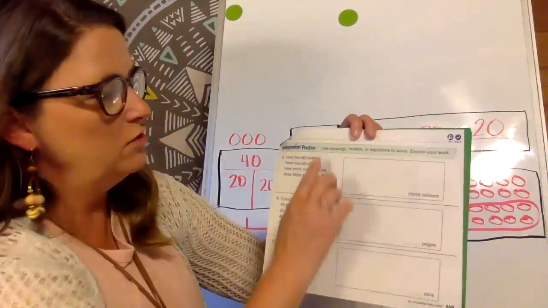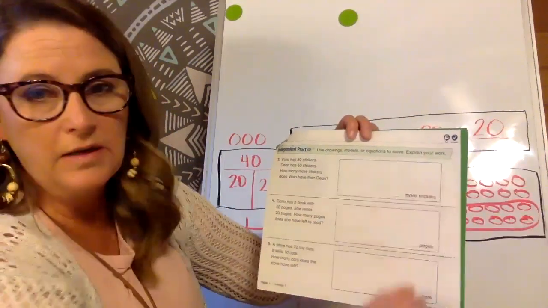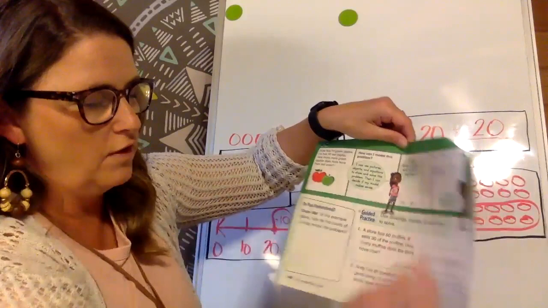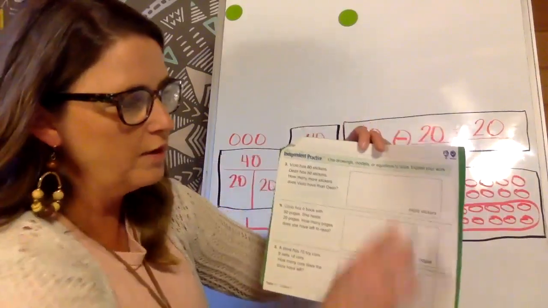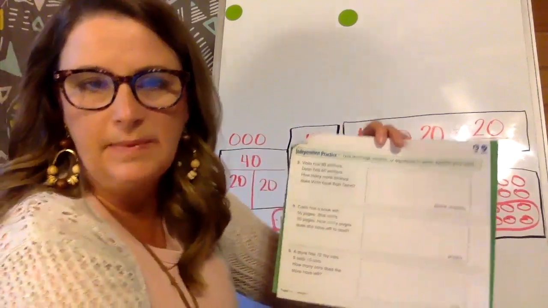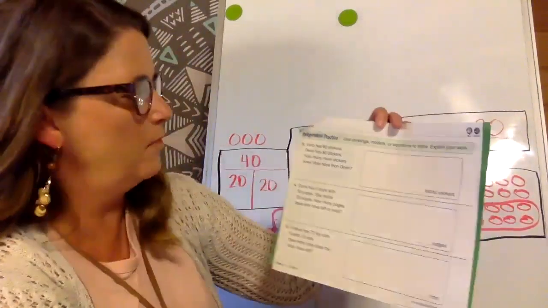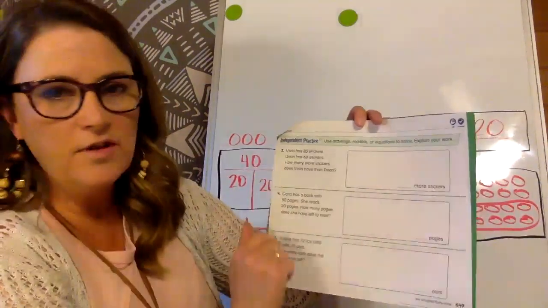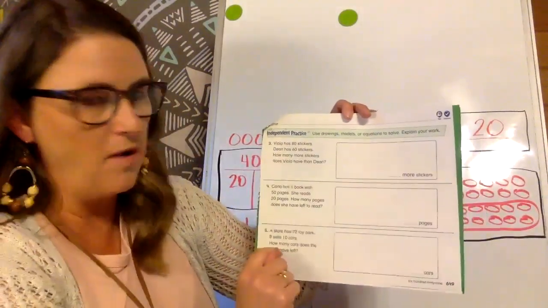Okay, so it says use drawings, models, and equations to solve, explain your work. It's the same over here, okay? You're not going to be with me, so you can explain how you solved it to your parents if they're going over your paper with you, okay? So I'll read over the problems with you. Now, if you notice, there's only 3 problems on this side.